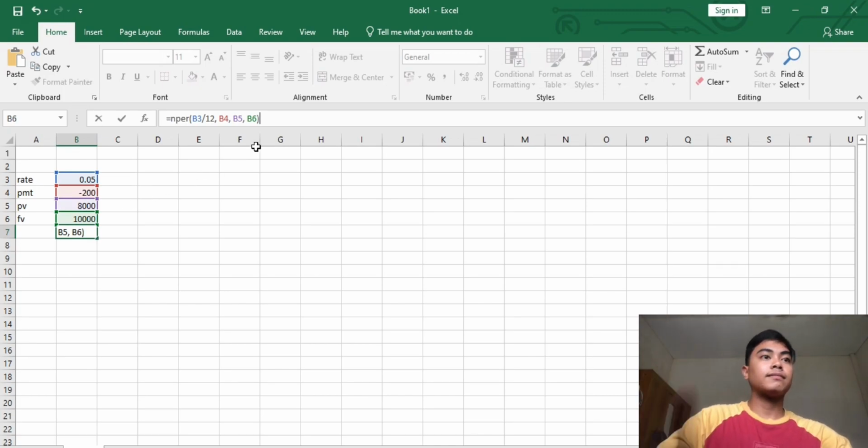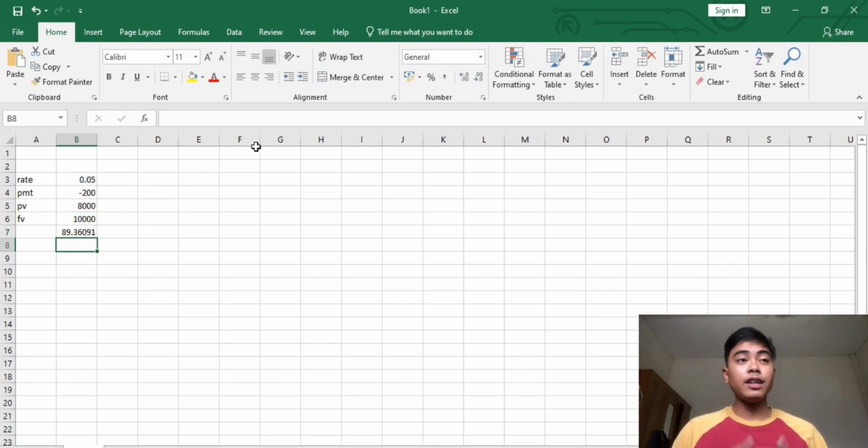And that's it. So as you can see, we have computed a value of 89.36091, which as estimated is 89 periods. So for this loan, we are going to need 89 periods or 89 monthly payments in order to pay off that certain loan.